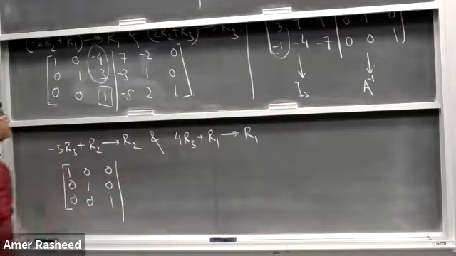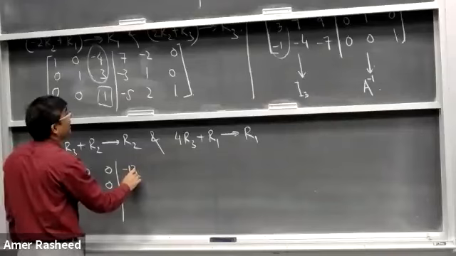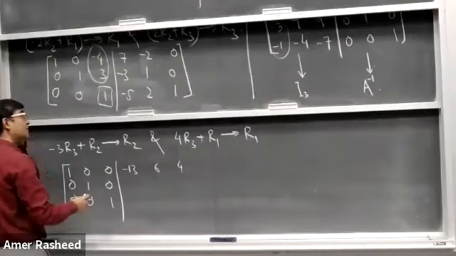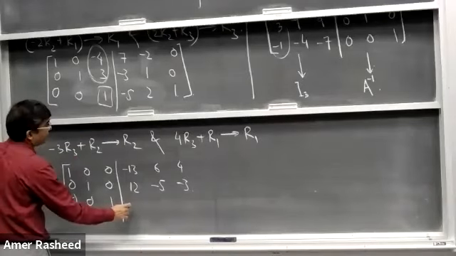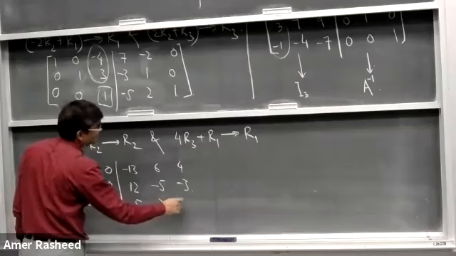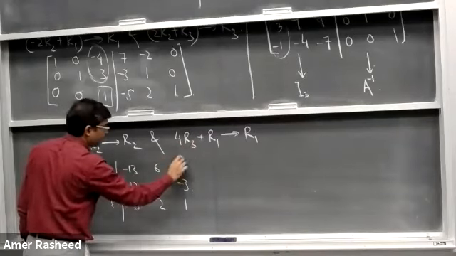Now tell me this matrix. Sir, please write. -13, 6, 4, 12, 1, -5, -3, -5, 2, 1. Because R3 is not going to change.